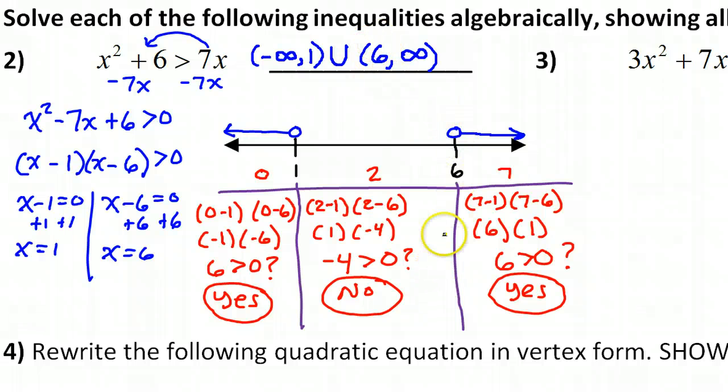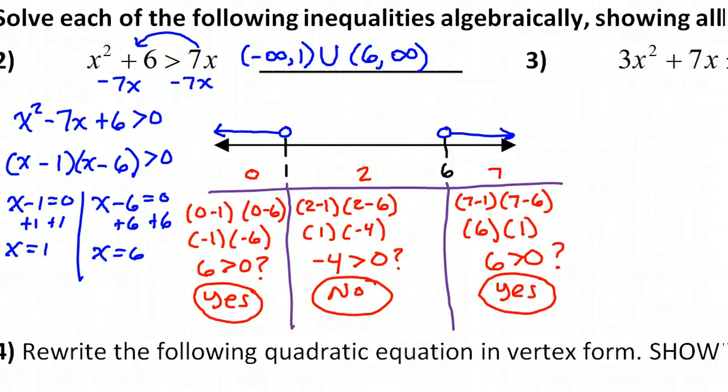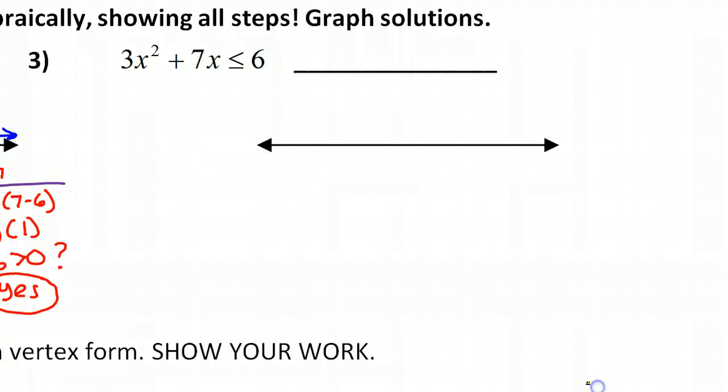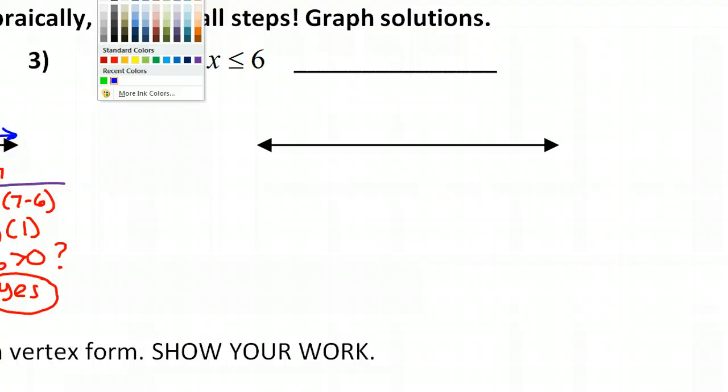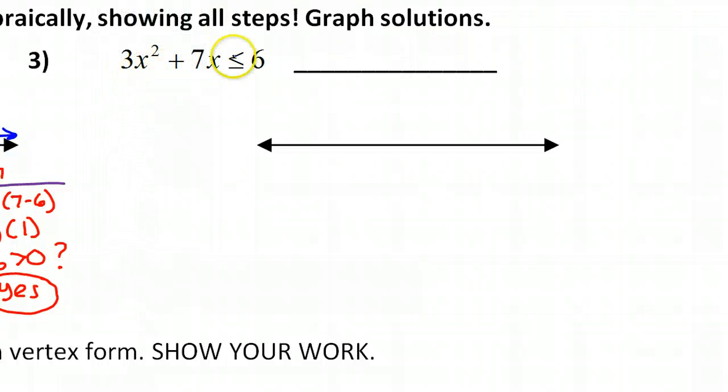Okay, so that is how you do that. Number 3 is really the same thing, just slightly trickier with the factoring and all. So again, we need to move that 6 over. Let's subtract that 6 from both sides. That's going to give us 3x squared plus 7x minus 6 is less than or equal to 0.